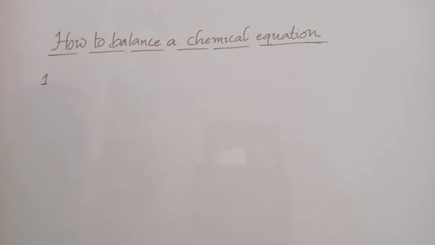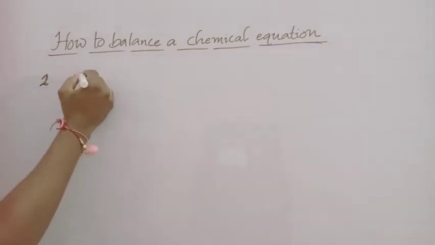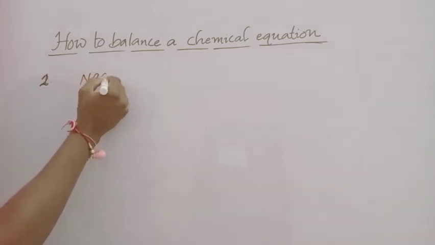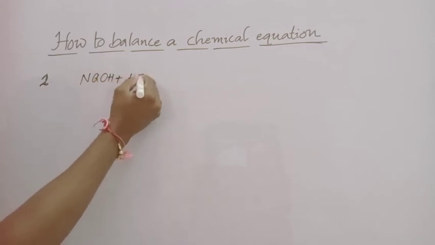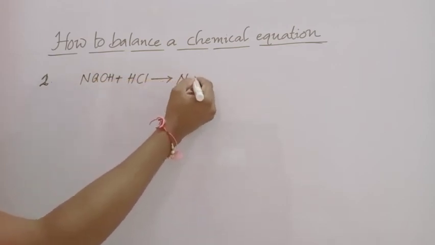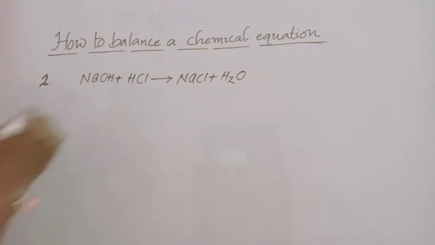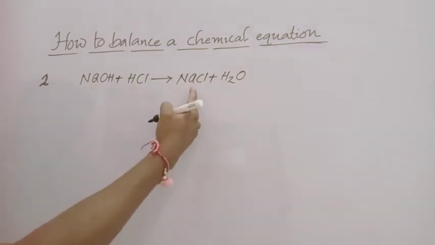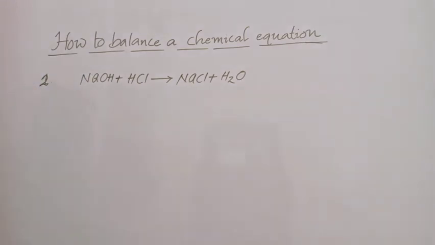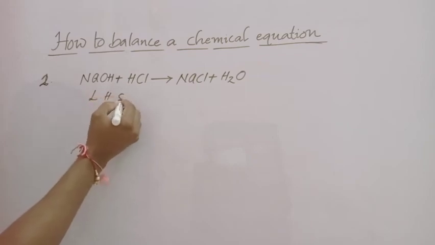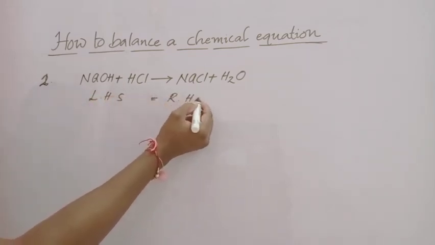Okay friends, first we discussed a simple chemical equation; after that we can discuss some harder examples. The second example is NaOH plus HCl gives NaCl plus H2O. This is the base, this is the acid, this is the salt and the water. This type of reaction is called a neutralization reaction.